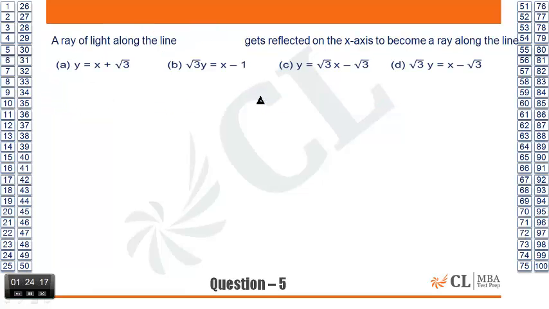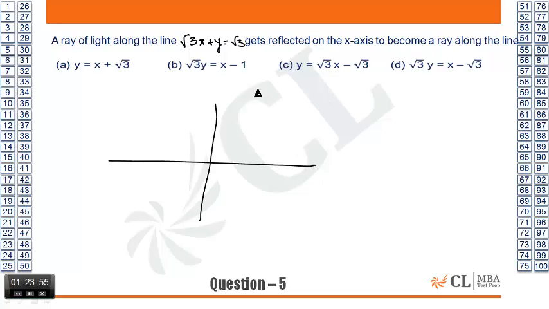The ray along the line. What line? There is a line here. Who made the presentation? Okay. Gets reflected on the x-axis to become a ray along the line. Let's see, this is okay.